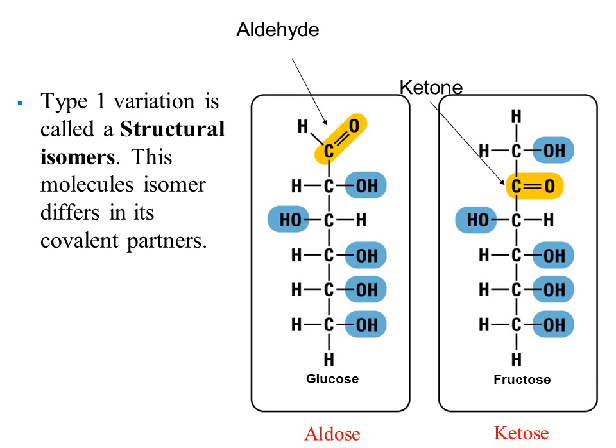In glucose, the carbonyl group is on the end of the molecule. In fructose, the carbonyl group is within the molecule. So that's the only difference. All we did was move the carbonyl group, so it has a different covalent partner. In glucose, the covalent partner for the carbonyl group is carbon 2. In fructose, the covalent partner for the carbonyl group is carbon 1 and 3. So again, the carbonyl group has a different covalent partner. This is an example of structural isomers.